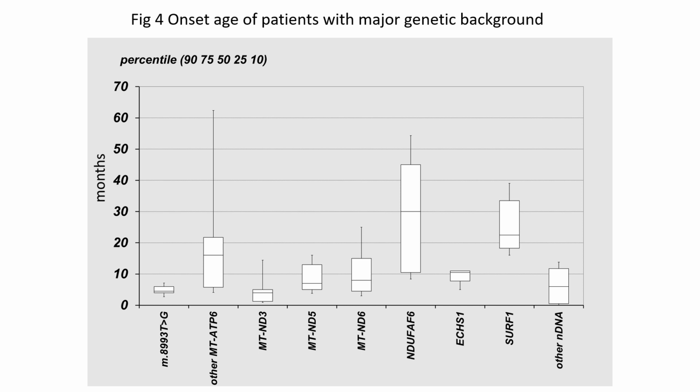This is the distribution of onset age in months according to causative gene. Patients with mutation in ND3 and patients with the 8993T>G mutation had the earliest onset. X1 deficiency had relatively early onset among the nuclear DNA group. Patients with other mutations in ATP6 or deficiency in NDUFAF6 or SAF1 showed later disease onset age with wider distribution.